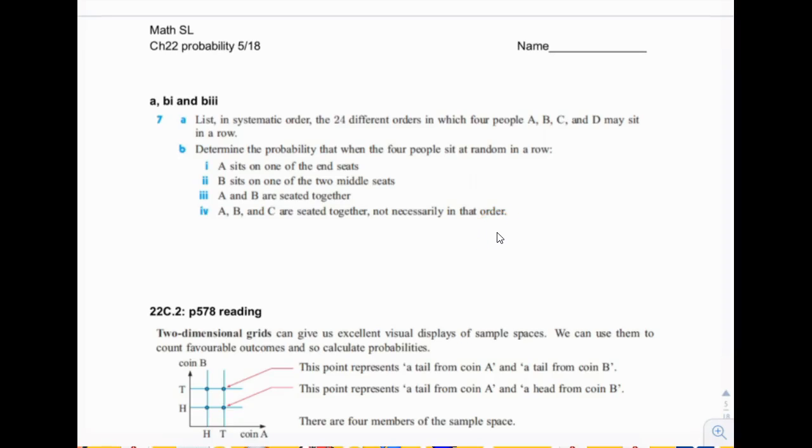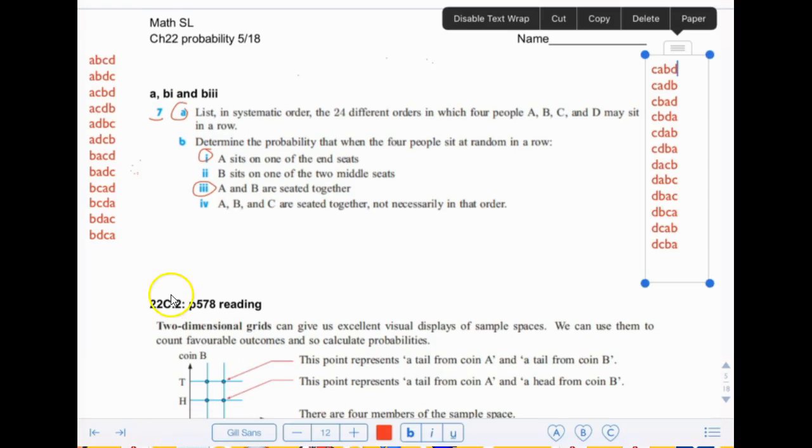Okay, now on page 5 of probability, we are doing number 7. We are going to do A, B1, and B3. List in systematic order the 24 different orders in which 4 people A, B, C, D may sit in a row. So I am going to go copy that from the other page. Hold on a second.